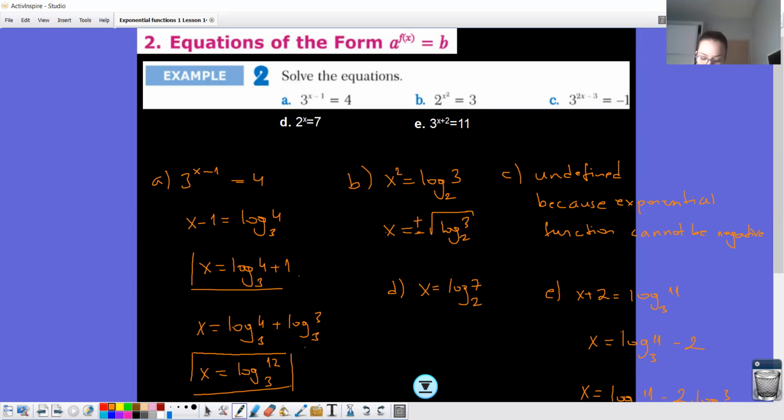While you're writing this one, I wanted to show also one more thing here. Let me find the book. In some cases, this one can be, for example, a to the power of f of x is equal to b. If you can write b like a to the power of something, you can also solve it like the first one. Okay, I will show you now some examples.